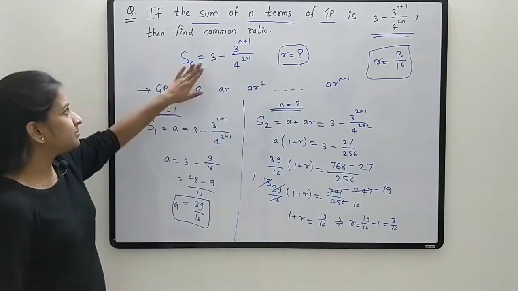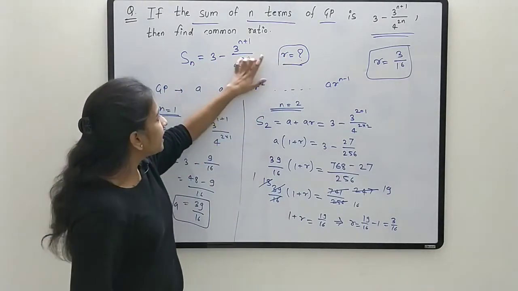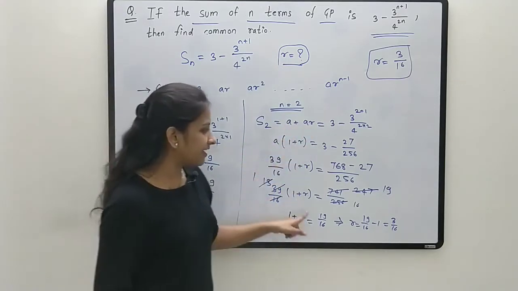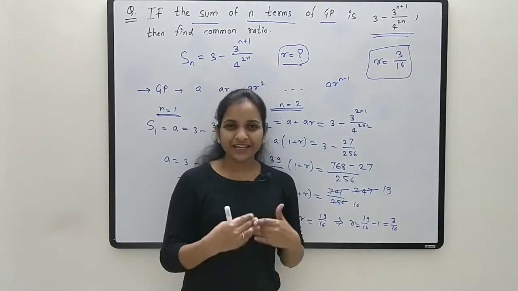Understood? Just substitute n equal to 1, you will get the first term A. Now substitute n equal to 2 here, then this is A plus AR. You can find the value of R. R value is 3 by 16. Understood? Now let's solve the next problem.